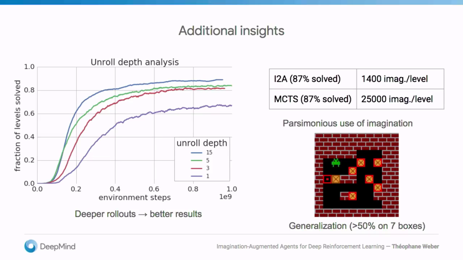The second is that the environment model could be very costly, as I mentioned. It would be nice if you didn't call on the model too often. So for this experiment, we compared I2A with a strong planner, Monte Carlo tree search, and we set Monte Carlo tree search to solve the same amount of levels, 87%. And we compare the number of times that they need to call the environment model, and we find that I2A is an order of magnitude more parsimonious in its use of the environment model.